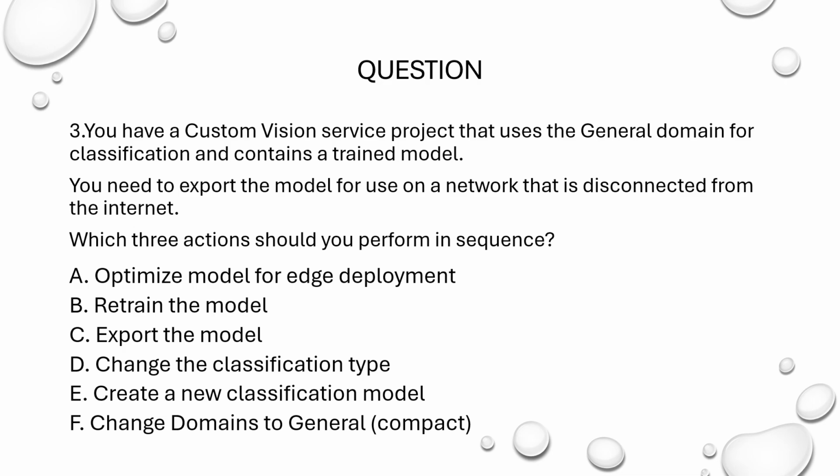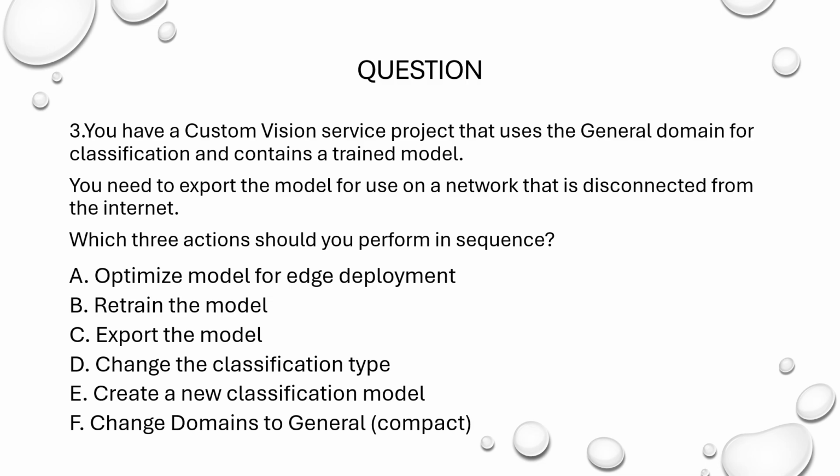You have a custom vision service project that uses the general domain for classification and contains a trained model. You need to export the model for use on a network that is disconnected from the internet. Which three actions should you perform in sequence? Now the options are: optimize model for edge deployment, retrain the model, export the model, change the classification type, create a new classification model, change domains to general compact.